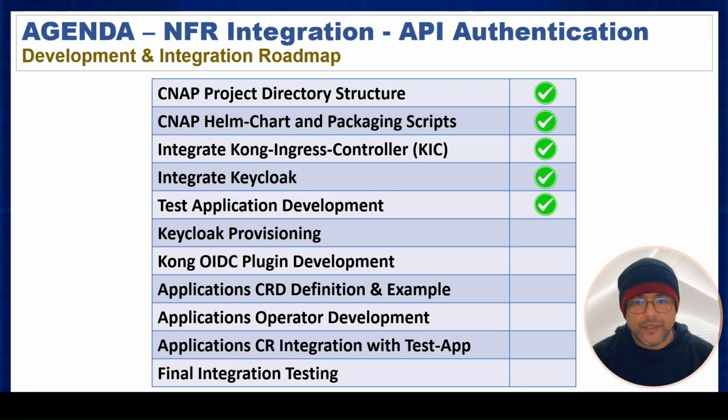So we have completed the development of the test application. Now let us move to the next item in the roadmap. Now there is a slight change in the roadmap. Initially I was about to create the OIDC plugin for Kong, but without the Keycloak configuration, we will not be able to test it. So I have moved this Keycloak provisioning before the OIDC plugin. So let us start with the provisioning of Keycloak.